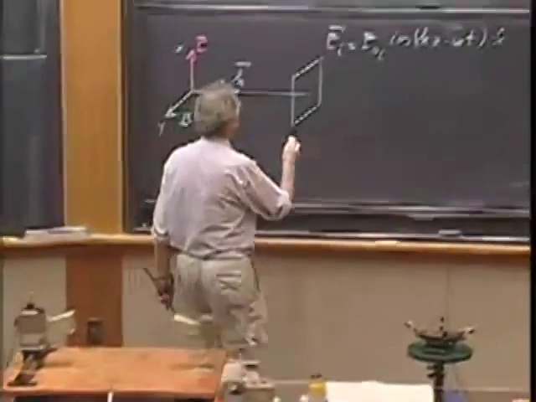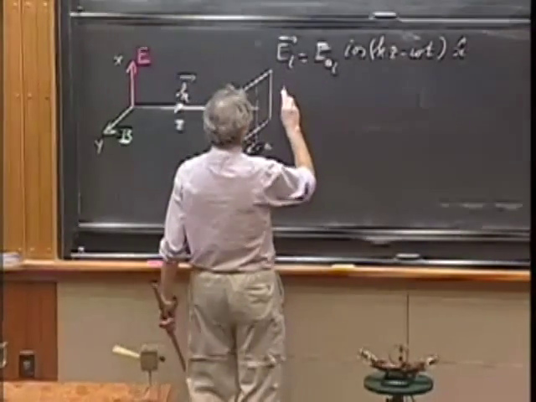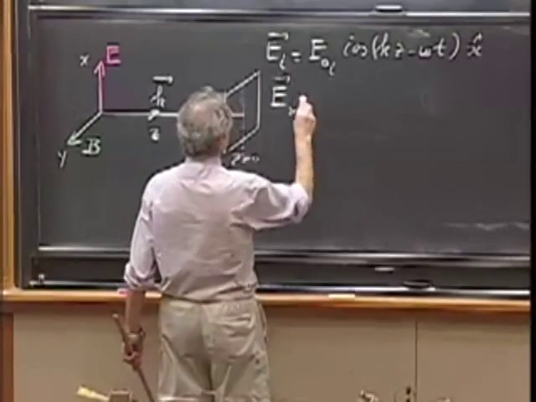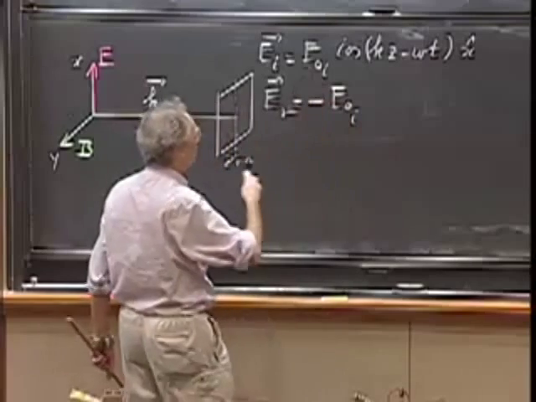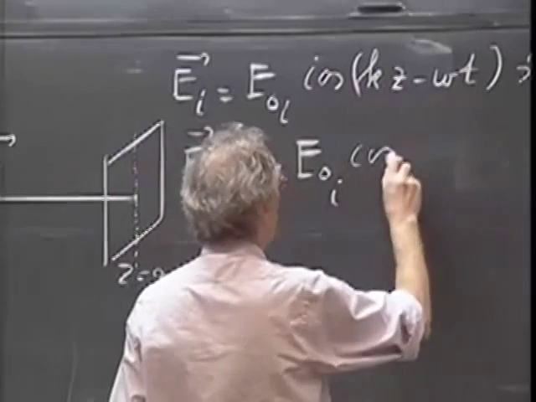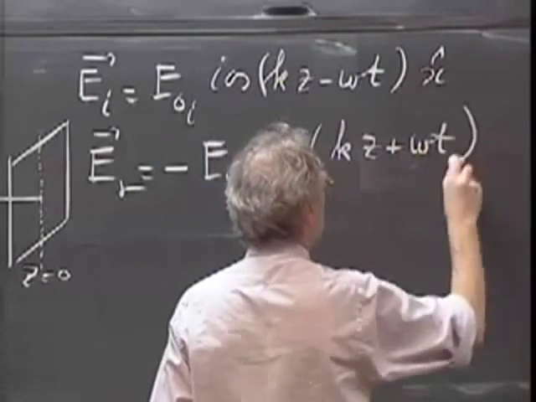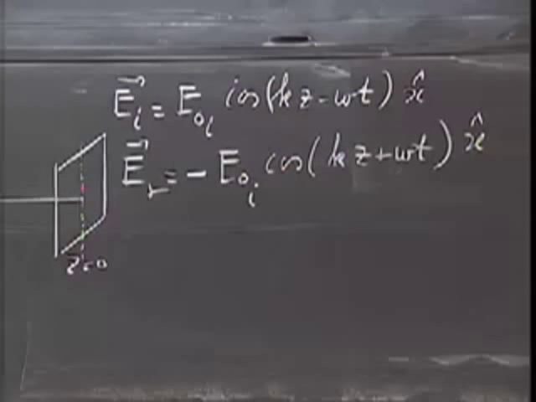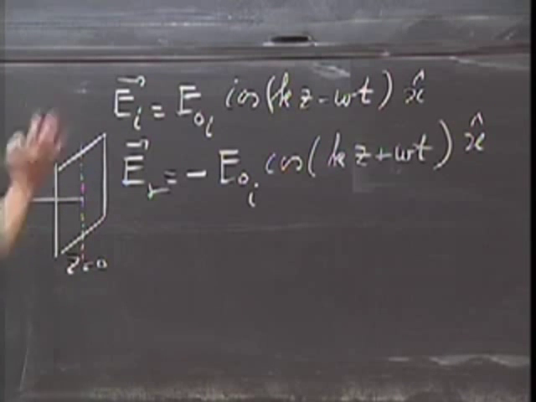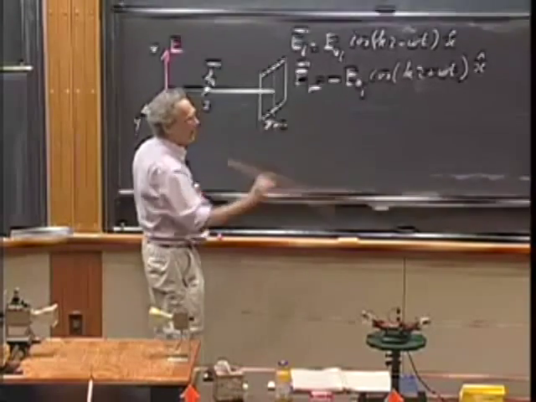So if I just call this location, for convenience, z equals zero, then the reflected wave must be minus E0i, that is the mountain becomes a valley, and then it moves in the opposite direction, so you get kz plus omega t in the x direction. And you will see that the sum of these two at any moment in time will make the E vector right here, in this entire plane, which is infinitely large, zero. And that's the boundary condition that we have to meet.